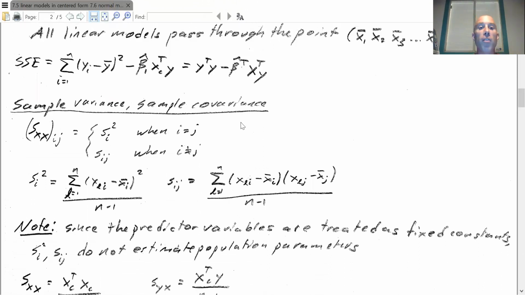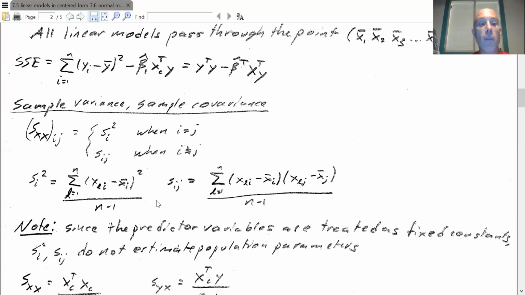All right, so now let's talk about sample variance and sample covariance. What we're going to do, the most natural thing you could do, if I want a sample variance and covariance matrix, is on the diagonals, I put the sample variance, and on the off diagonals, I put the sample covariance. I know you're shocked. It's amazing. So on the diagonal, I have the sample variance of the predictors, and on the off diagonals, I have the sample covariance.